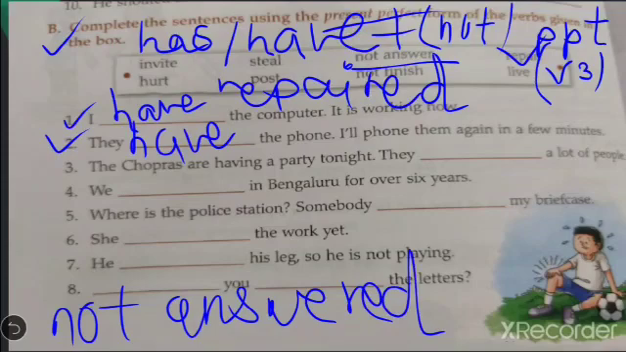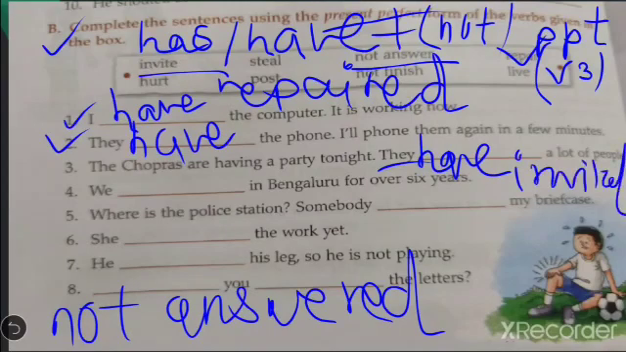Now look at the third number. The Chopras are having a party tonight. They dash a lot of people. Now they once again, so with they, have. Invited. Here what will come? Invited. With invite, the e is already there, so you have to just put d.